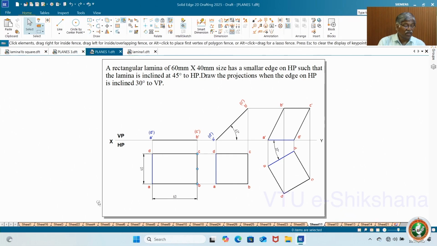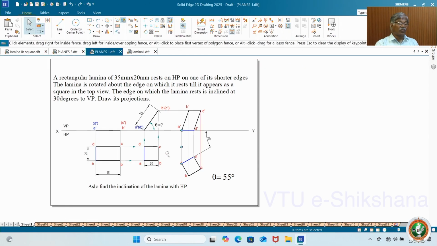Okay. Now let me take one more problem. Now the top view appears as a square. Same problem. 35 by 20 mm lamina rests on HP and one of its shorter edges. This may not be given sometimes, as I explained earlier. Simply they say it appears as this. Definitely it is the smaller edge only, perpendicular to VP or HP or the XY line. Totally appears as a square in top. The edge on which the lamina rests is inclined 30 degrees to VP. Draw the projections.